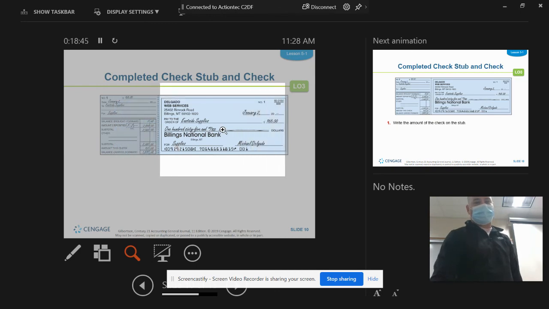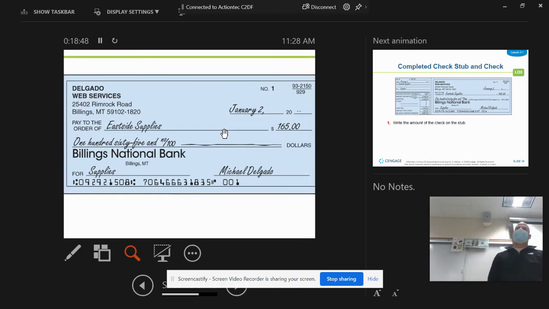Let's start with the check side first. This is a check that you would write. Notice it's from our company, Delgado Web Services, and it's going to Eastside Supplies for supplies in the amount of $165.00. So I put the date, I put to whom I'm paying, the amount, $165. And then I also have to write that out in words. Why do you suppose I got to write it out in words?